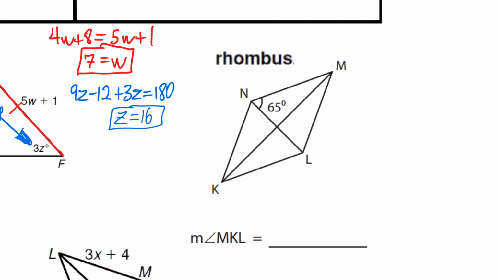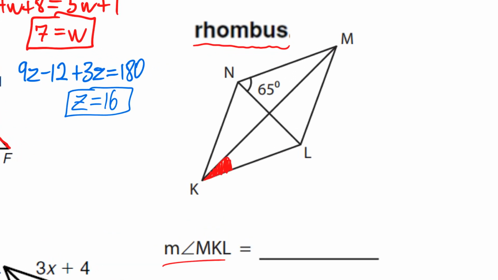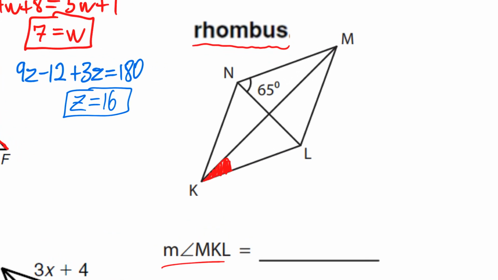Okay, I want to look at this one. This says this is a rhombus, and we're looking for the measure of angle MKL, which is right here. Since this is a rhombus, the diagonals bisect the angles, so they're all congruent all the way around: 65, 65, 65. And this angle right here in the middle is 90, because the diagonals are perpendicular.